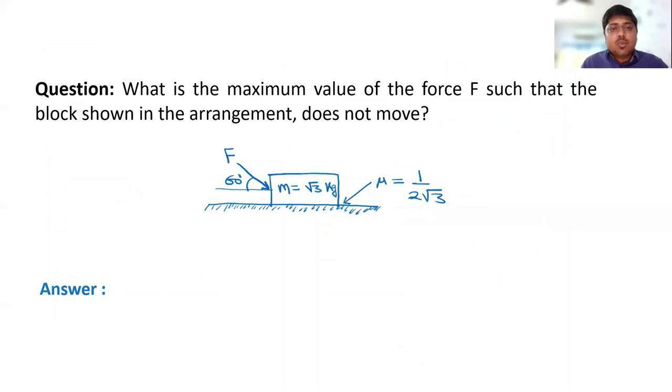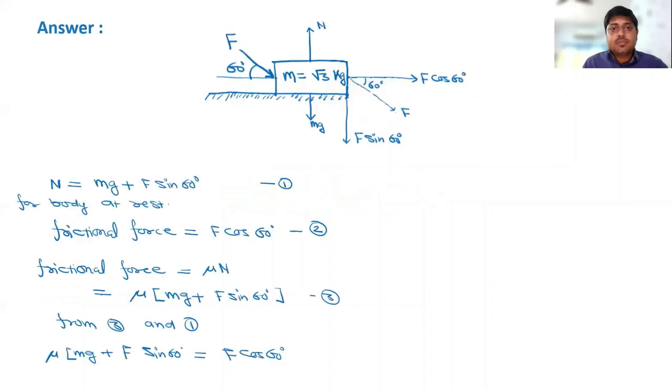Next problem is, what is the maximum value of force F such that the block shown in the arrangement doesn't move? So here, as shown in the problem, we are applying a force at an angle of 60 degree with respect to this plane. The mass of the body is square root 3 kilogram. It is resting on this surface. And here the coefficient of friction is 1 by 2 square root 3. So let's find out the solution of this problem.